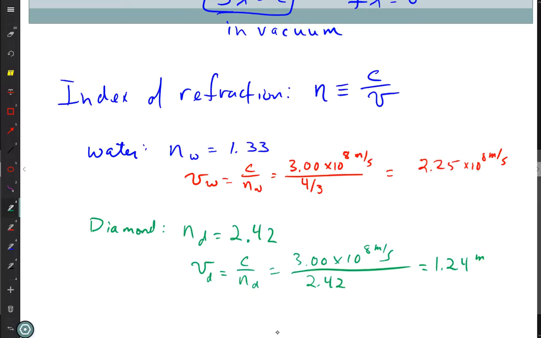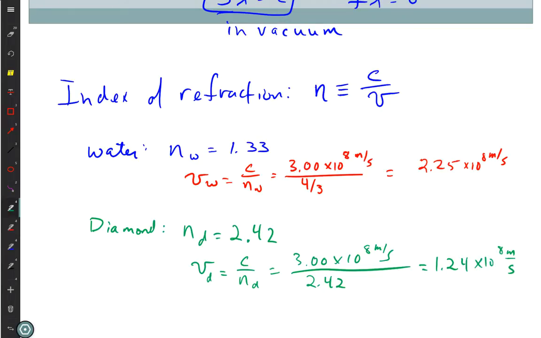I put meters per second, forgot the times 10 to the 8. So light goes very slowly through diamond. That's a big part of why diamond is pretty and sparkly, because light goes so slowly through it. And we'll learn about that today.